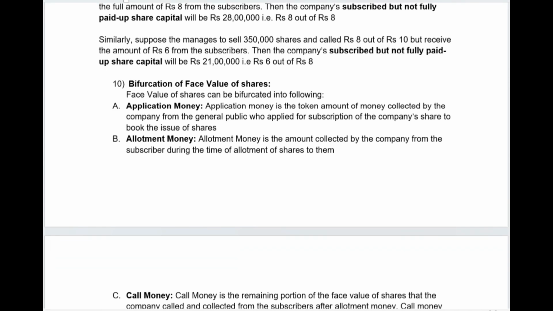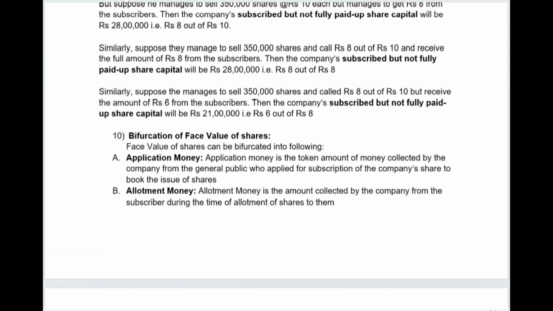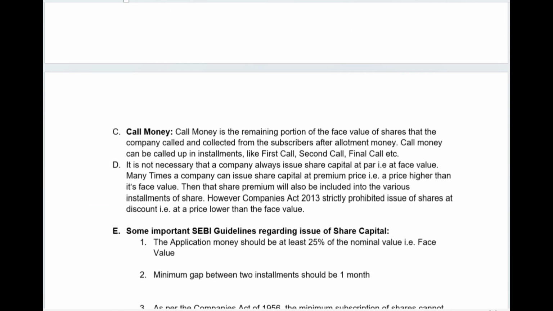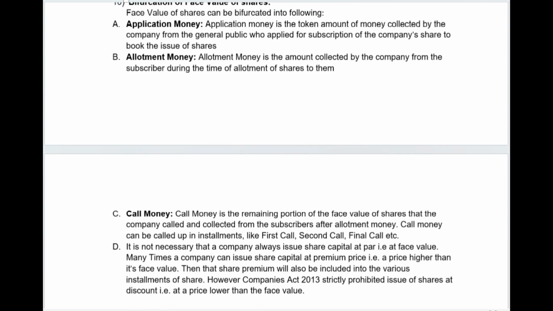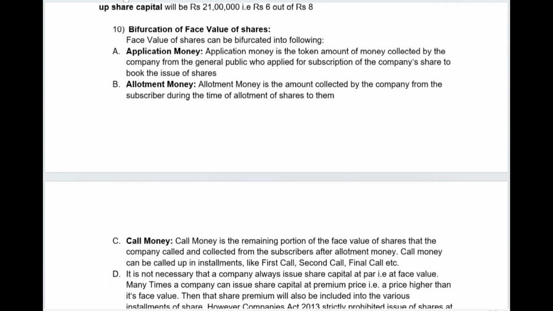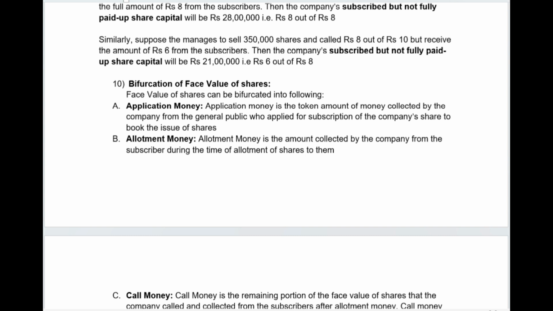So welcome back. Let us now understand the bifurcation of the face value of shares. Suppose that a company issued 1 lakh equity shares at the face value of rupees 10 each, but as per the Companies Act and as per the SEBI guidelines, the company cannot collect the whole amount of money in one single installment from the shareholders or subscribers. The company has to break the total amount of face value into multiple installments.